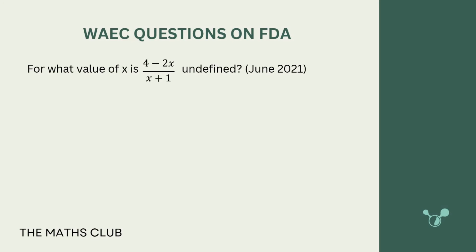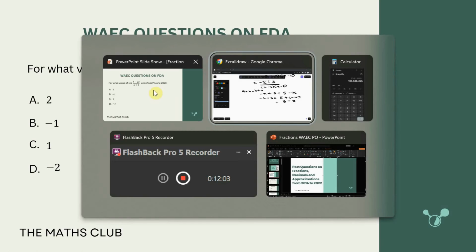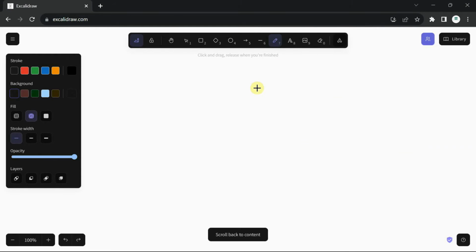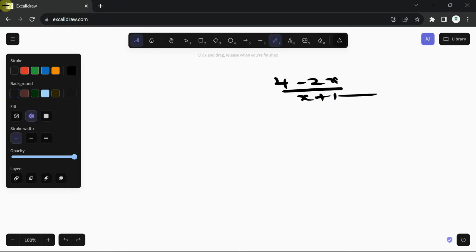It says, for what value of x is 4 minus 2x all over x plus 1 undefined? Remember, I will say something. A fraction is only undefined when the denominator is equal to 0. Right? So if you press in your calculator 3 divided by 0, you'll have a math error or something like that, right? So if you want to make this fraction undefined, that means this bottom would have to be 0, right? So if we know that, we're saying 4 minus 2x all over x plus 1, this bottom must be 0.